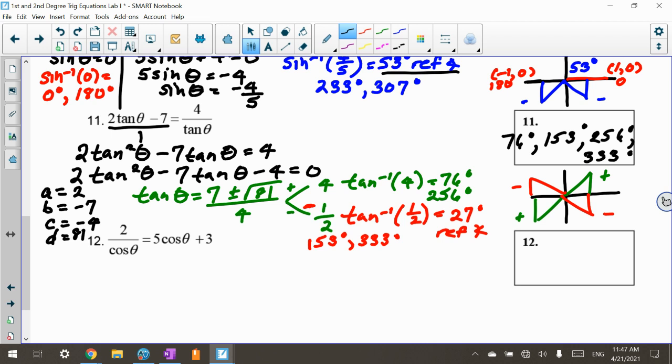And I think that's all I'm going to do for this one because I just made a couple mistakes. So be careful right here. When this is negative, put the positive one in your calculator, find your reference angle, and then find your angles. So I hope this helps.